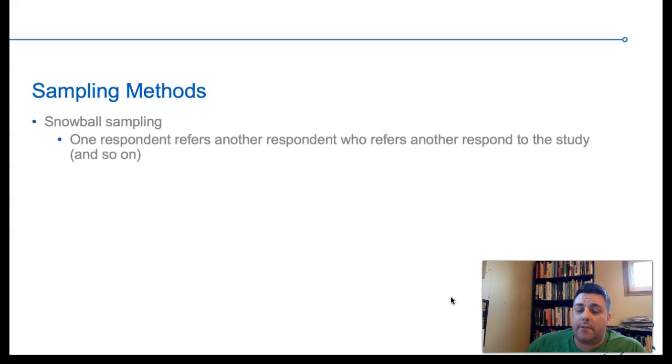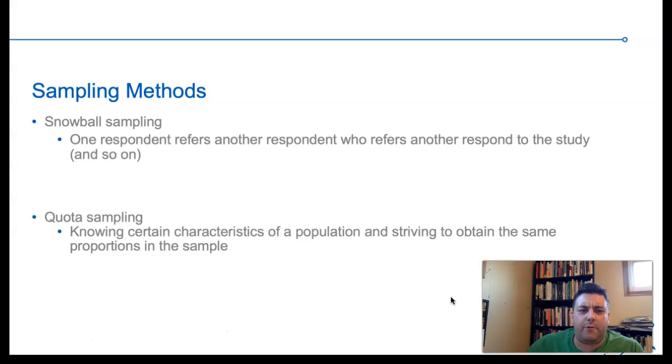Snowball sampling is when one respondent refers another respondent. I also did this in my dissertation. When I found a veteran who was willing to participate in my study, I asked them to forward the link on to other veterans that they knew, and in that way I was able to get just about 400 veterans, which was kind of cool.